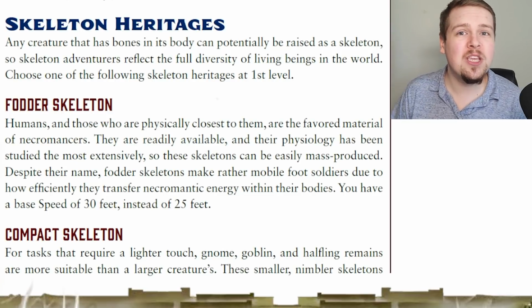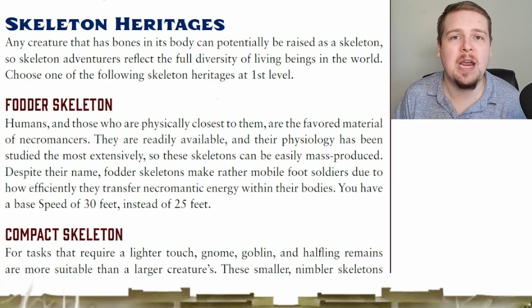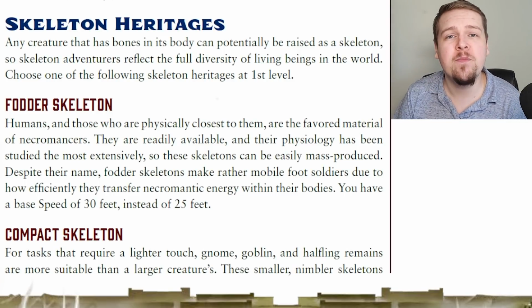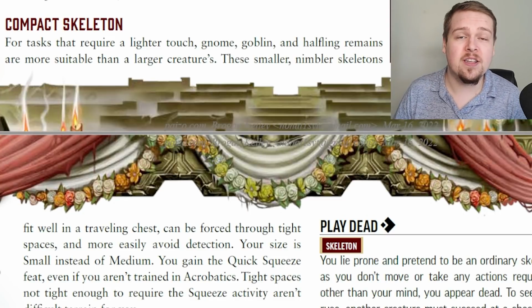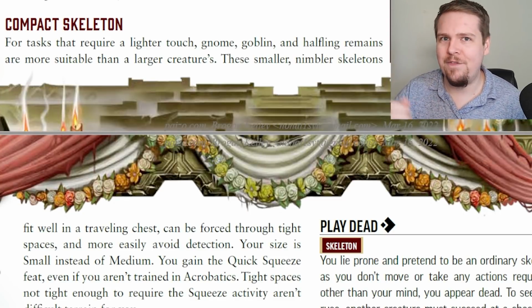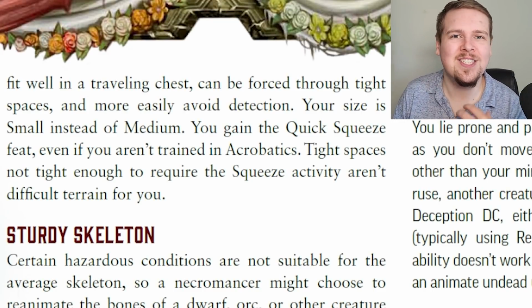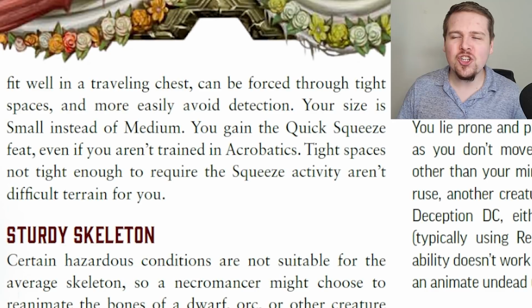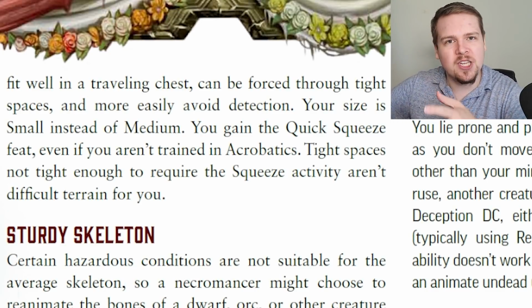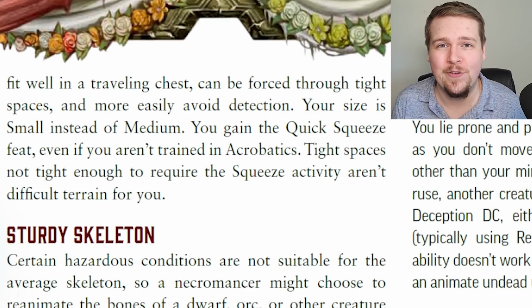They tend to originally be humans, but you could easily get away with probably any medium traditionally shaped ancestry, and it increases your movement speed from 25 to 30 feet. The compact skeleton, as you might assume, is for the smaller ancestries like halflings and goblins. Your size becomes small, and you do get the quick squeeze skill feat even if you're not trained in acrobatics, and additionally, if a space is tight but doesn't need to be squeezed through, you actually move at full speed. It's not even difficult terrain.